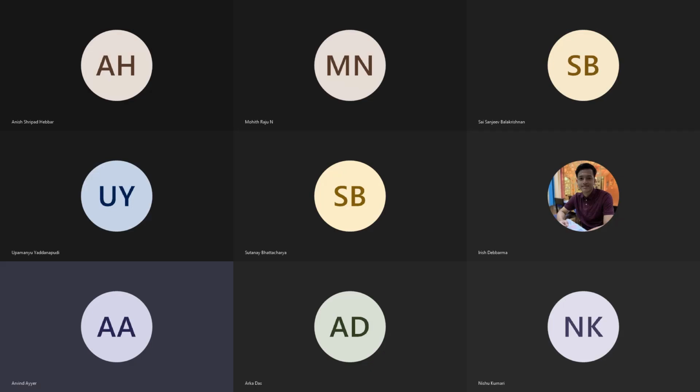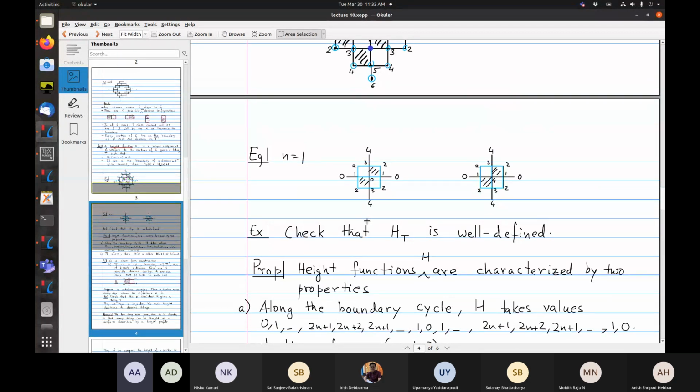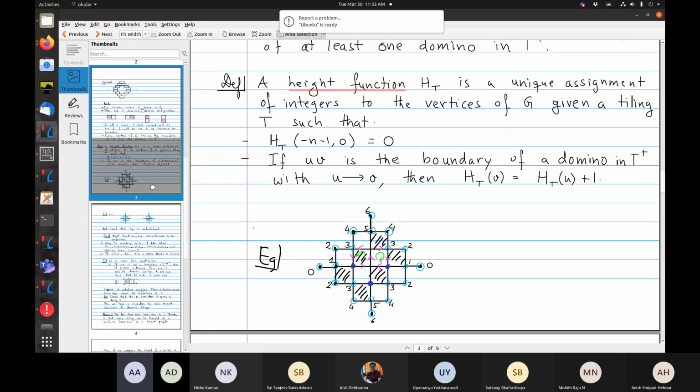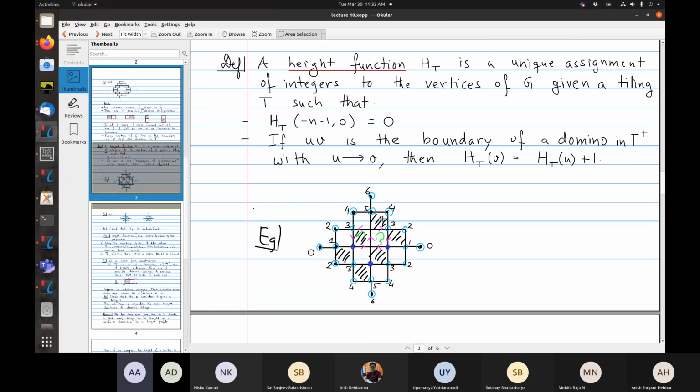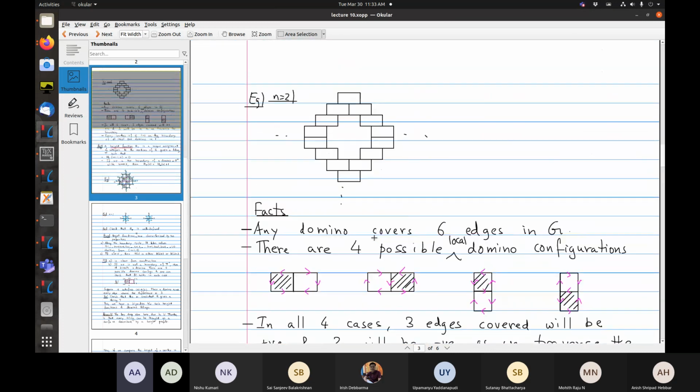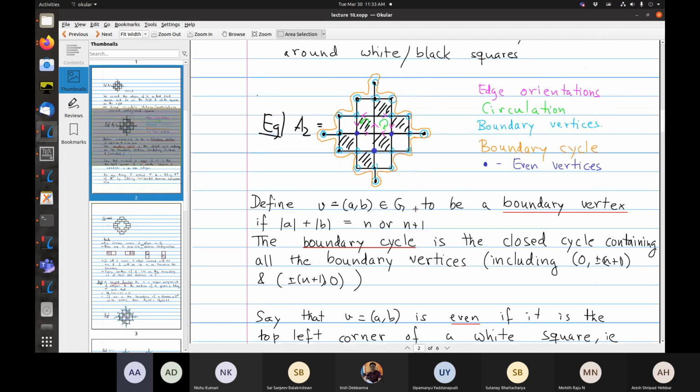Let me remind you what we were doing last time. Okay, so we were trying to show that starting from any domino tiling of the Aztec diamond, we can get to any other, and we did this by constructing a height function. What is it?